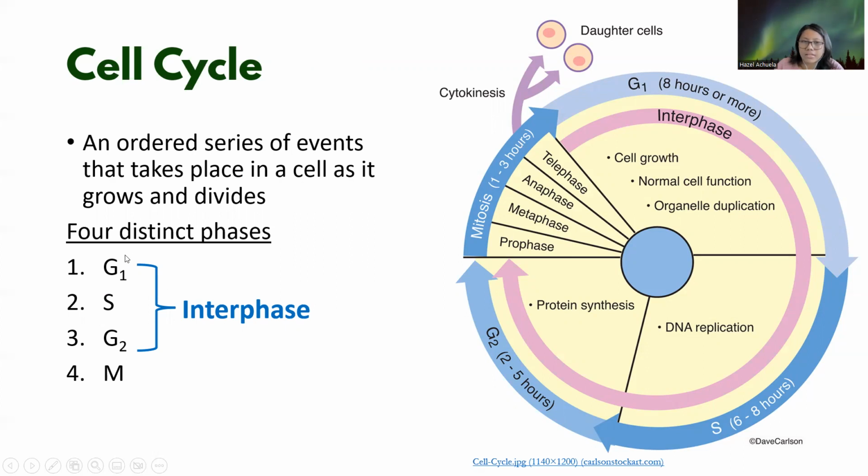So, we have the interphase. The interphase consists of the G1, the S phase, and the G2 phase. For the G1, this is actually considered as the longest phase. So, tawag nito, dito in-spend ng cell karamihan ng time niya. Okay, so G1 phase occurs at about 8 hours or more.